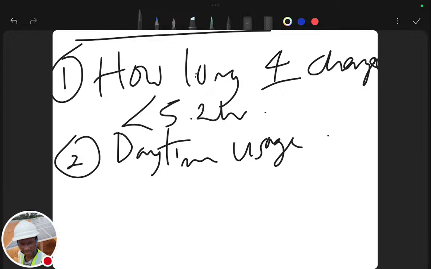Typically, we put the charge time at 3 hours. That's what we target for a budget customer. But for a customer that can afford it, we put the charge time at 2 hours.